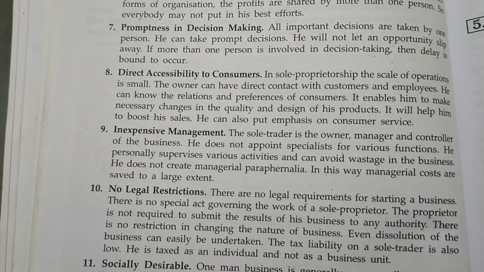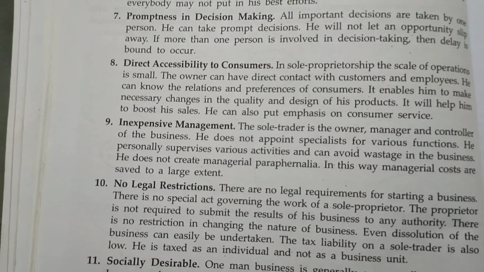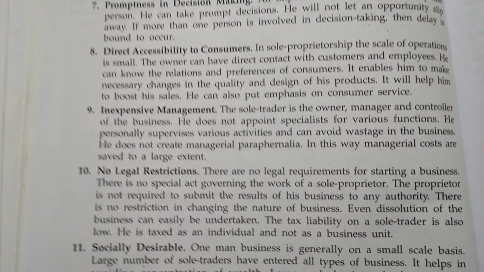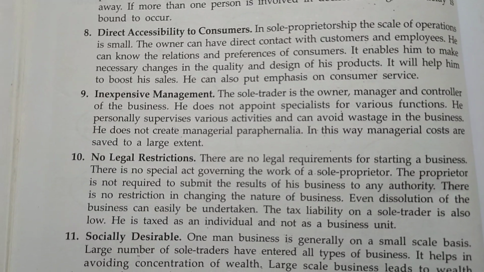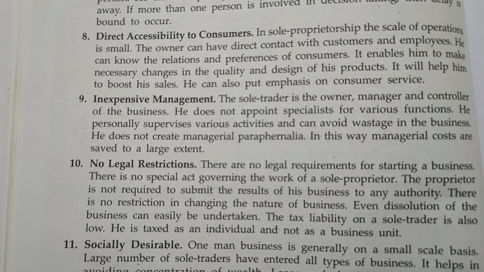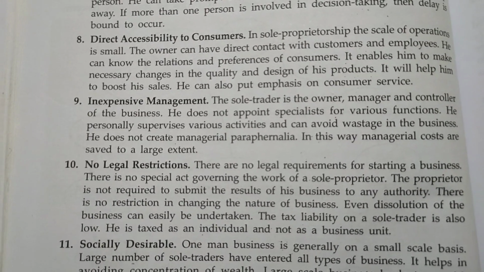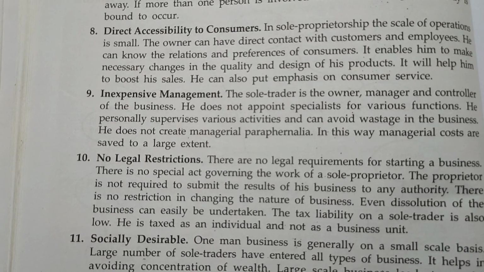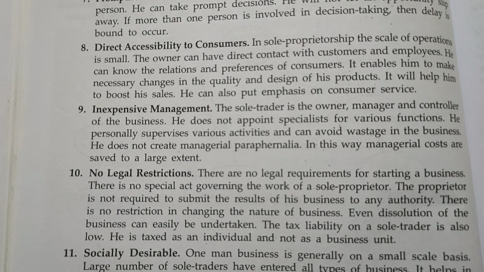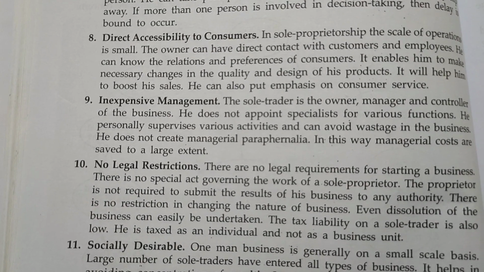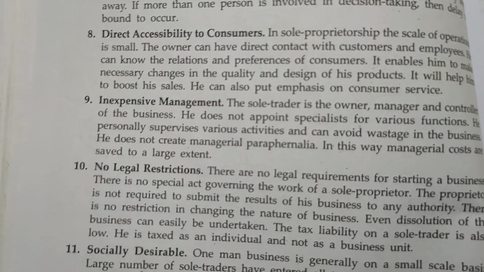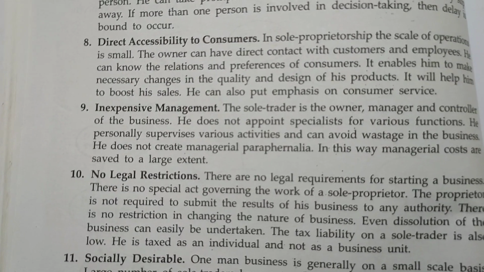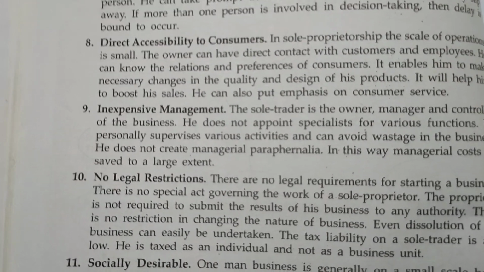No legal restrictions. To start a sole proprietorship business, we don't have any legal restrictions, but can directly start, and there is no need to take any permission from the government also. Why? Because it is a small scale business. Even if he wants to close the business, he can directly close it. The tax liability in case of a sole trade concern is also very less. Why? Because the business is small scale, so the tax will also be very less.